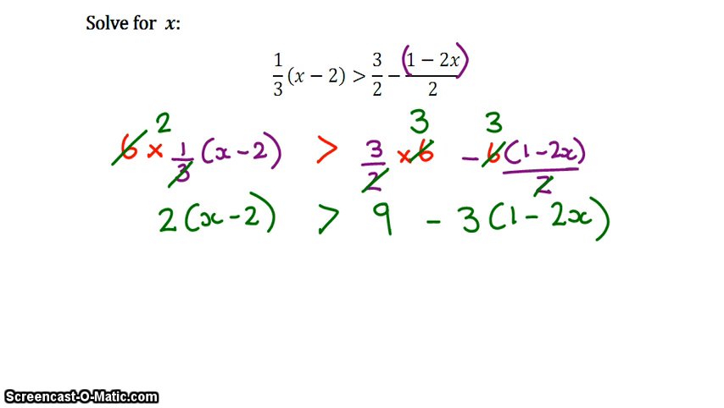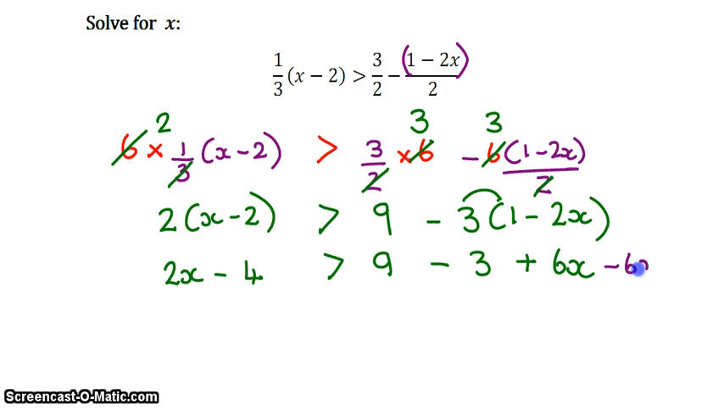inequality. Now I'm going to solve this exactly how I'd solve an equation. I would multiply out, so 2x minus 4, 9 minus 3 plus 6x. I get my x's to one side, so I'm going to minus 6x on both sides. So I get minus 4x minus 4 is greater than 9 take away 3 is 6, plus 6x minus 6x disappears.